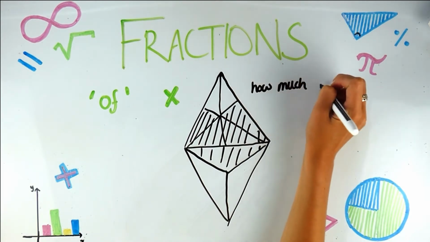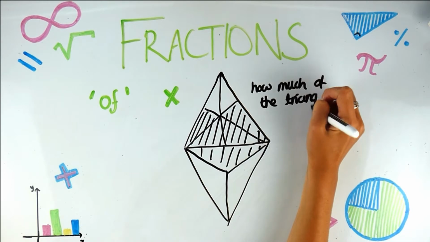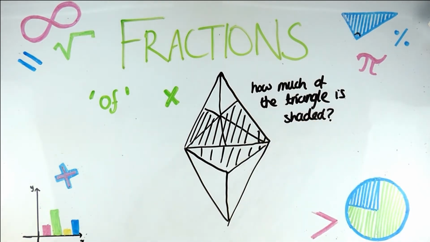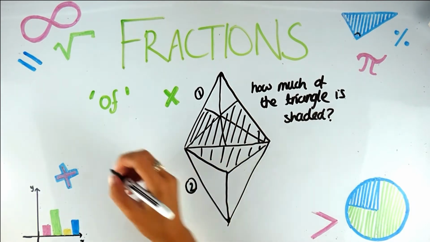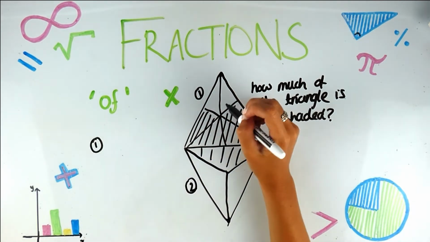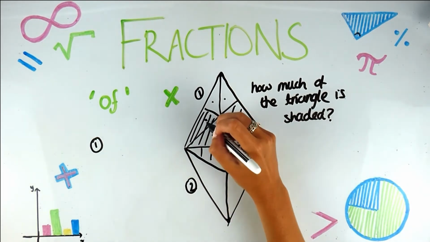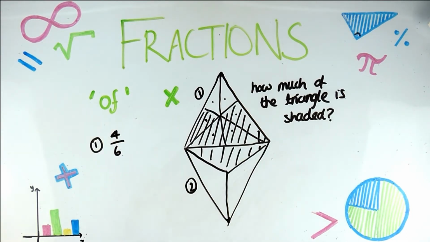How much of the triangle is shaded? Okay, so first we're going to break it down into this triangle and this triangle. So how many parts do I have? 1, 2, 3, 4, 5, 6. And 1, 2, 3, 4 of them are shaded in. So 4 out of 6 is shaded.